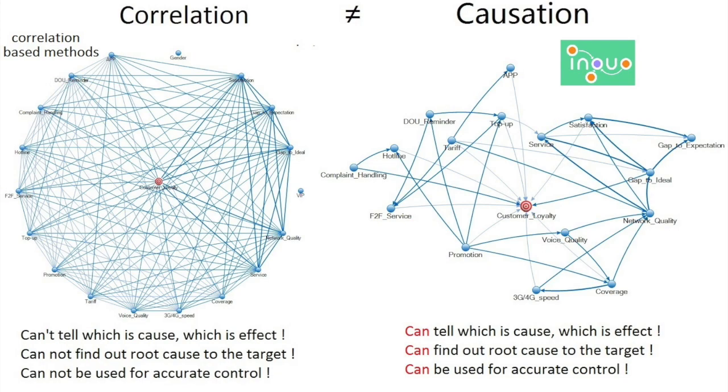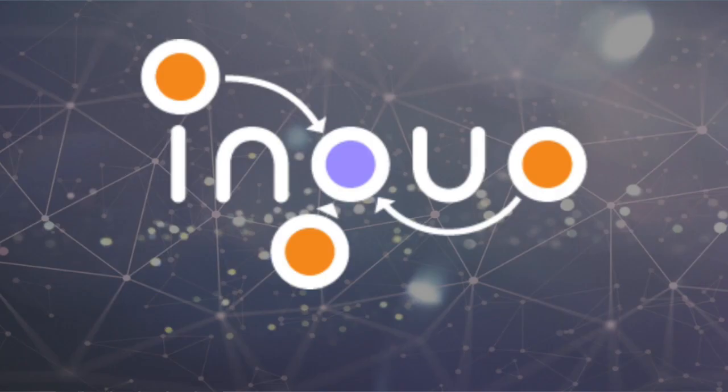Inguo is a new science. It shows which factors are root causes and how significantly the causal effects can improve the final target through the path of causal networks. Today, I will show you how to use Inguo and visualize the causal structure from data.